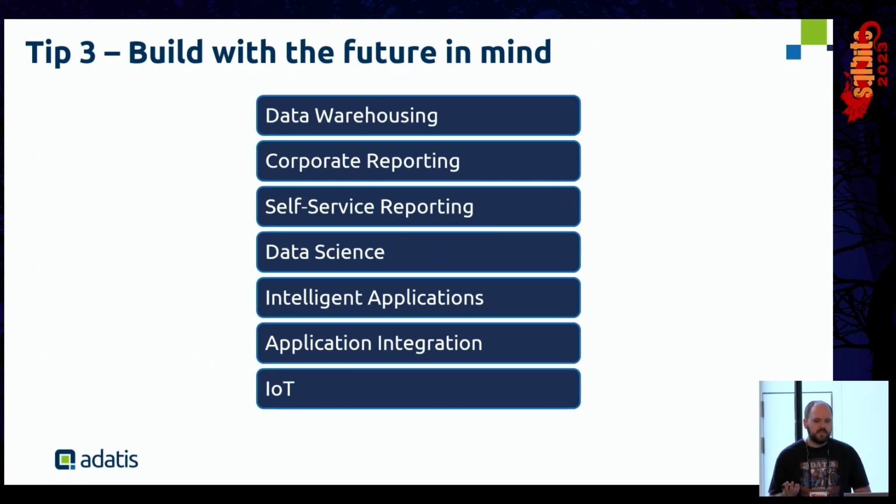So the next tip is to build with the future in mind. Data platforms can enable lots of different capabilities in the business. So you've got data warehousing, but you've also got data science and things like IoT. And when we're starting a platform implementation, it's worth considering what capabilities we might want now, but also further down the line, so that we don't shoehorn ourselves into an architecture that doesn't fit with those capabilities.